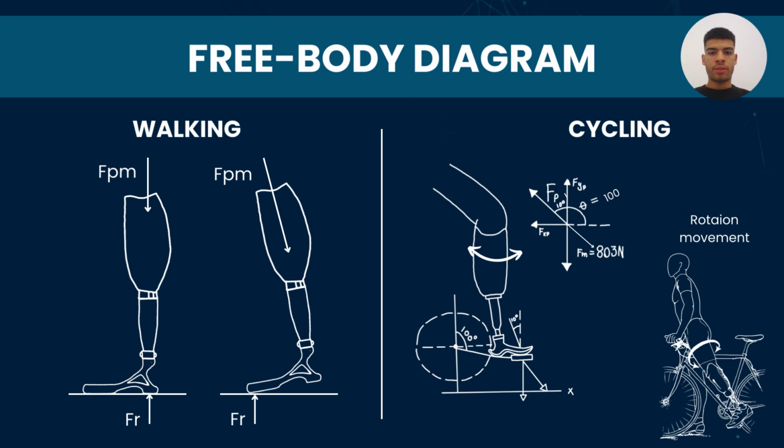This is the free body diagram of the forces applied to the prosthesis. During cycling, we can observe that when the crank angle is 10 degrees below the horizontal axis, the maximum force applied by the muscle to the prosthesis is 803 newtons. A reaction force from the pedal is applied to the prosthesis at a 100-degree angle. The double direction vector indicates the rotation that the cyclist makes to unclip his shoe from the pedal.